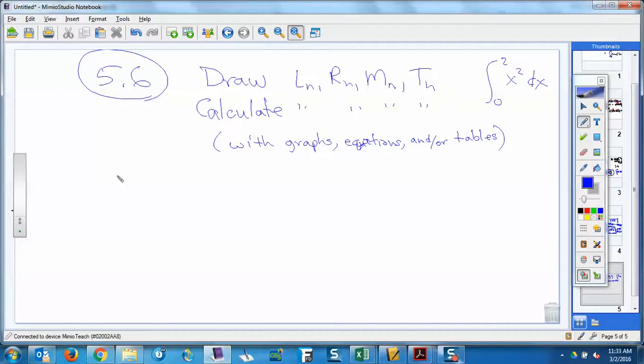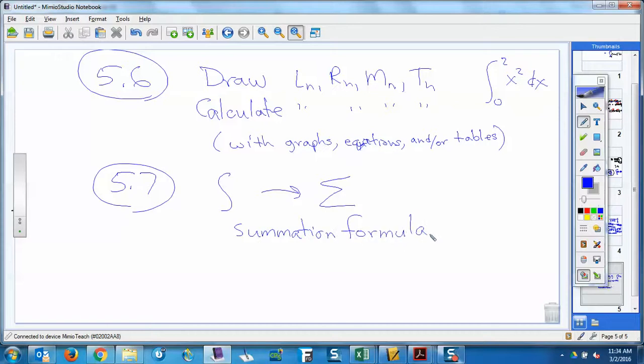Okay? Then 5.7 is when we got into writing the sigmas. Taking an integral and converting it into a sigma, using the summation formulas like we just did. And those will be given to you. We're talking about sigma i, sigma of a constant, sigma i squared, those will be given to you on the paper, so you'll be able to use them like we just did on that last one.